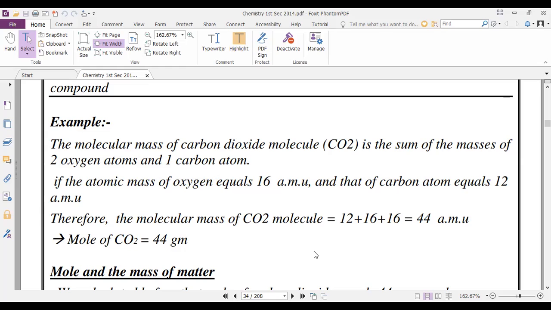Yeah, so we can calculate the molecular mass of CO2 gas as an example. Okay, we must know the atomic mass of each atom. Okay.